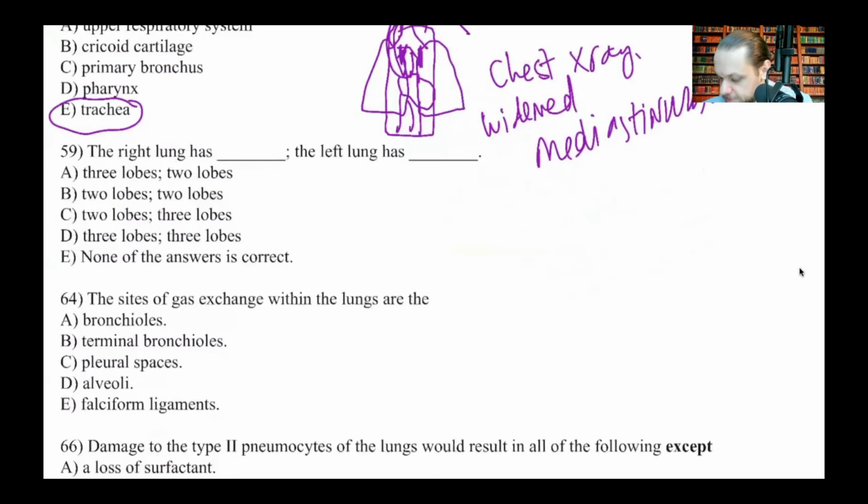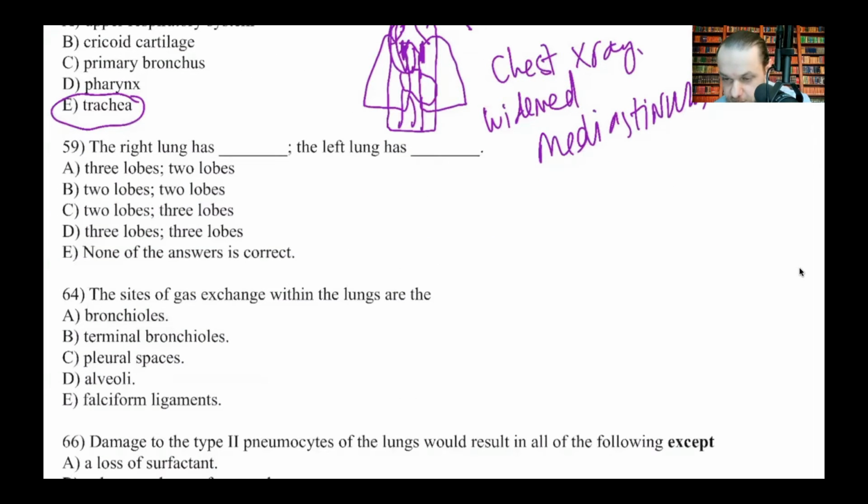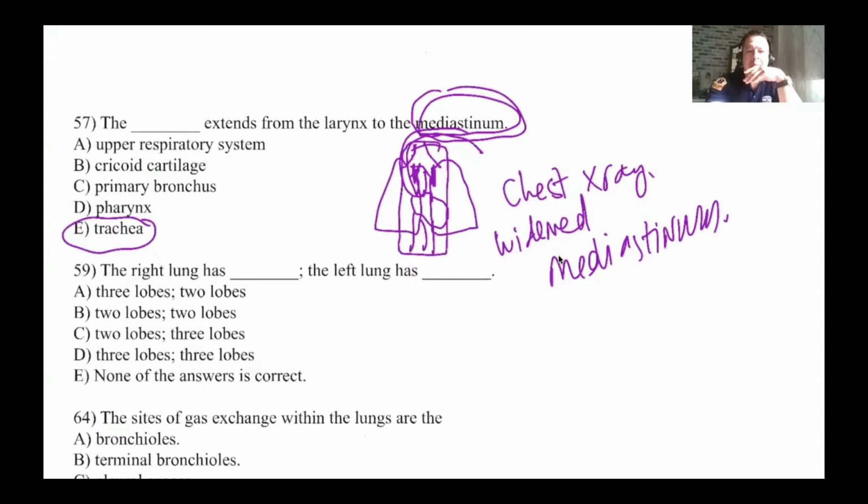All right, 59. Let's do. So Nick. Yeah. Really quickly on that, widened mediastinum meaning one of the great vessels or something else is making it wider? It's not like just empty space because something is shrinking or like that.